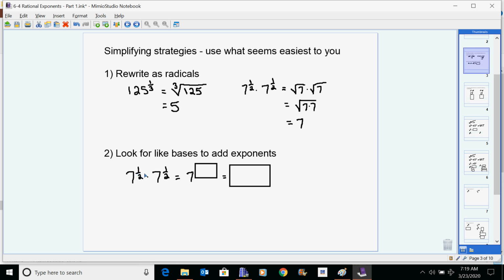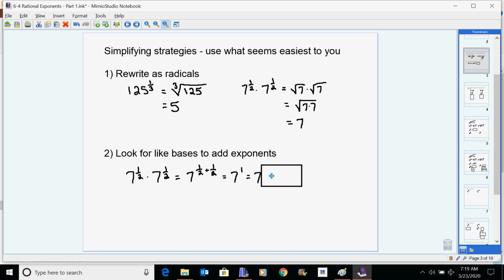So another thing that you can do, if you'll remember, one of our things about exponents, even when they're just normal exponents, is if you have like bases, you can solve by adding the exponents. So one thing you can do is rewrite as radicals, but another is to look for those like bases. So if I have 7 to the 1/2 power and 7 to the 1/2 power, and I add my exponents, because that's one of our special things that we can do with like bases, and it only works if you have like bases, in other words, the same number or the same variable.